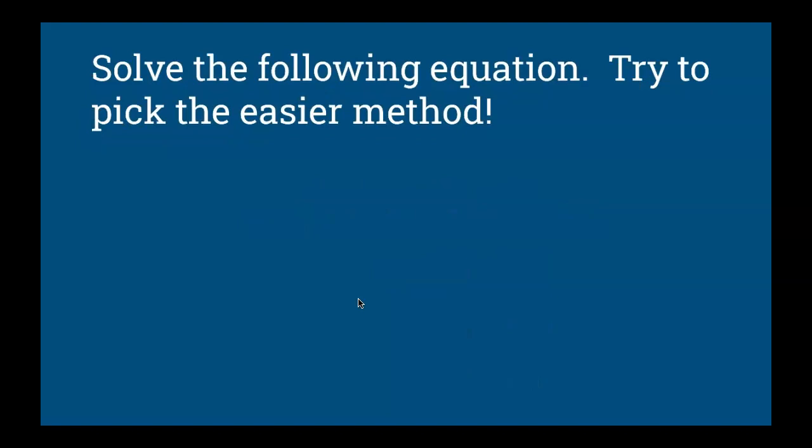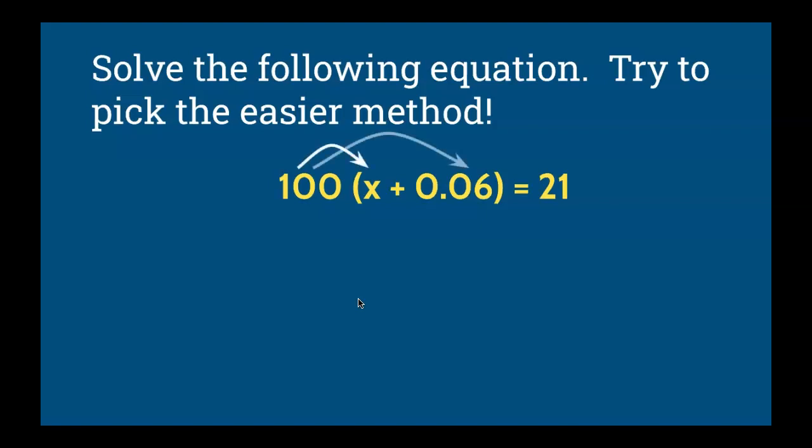Again, try to pick the easier method if possible. So we have 100 times the quantity x plus 0.06 equals 21. In this case, if I divide both sides by 100 first, I'm going to get a fraction on the right side. But if I multiply everything inside the parentheses by 100, I get rid of my decimals. So I think I'm going to try that. So I'm going to distribute the 100 to the x and to the 0.06. And I get 100x plus 6, and that still equals 21.